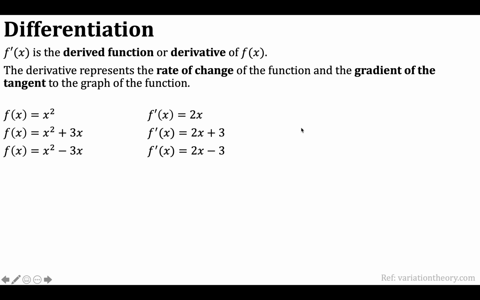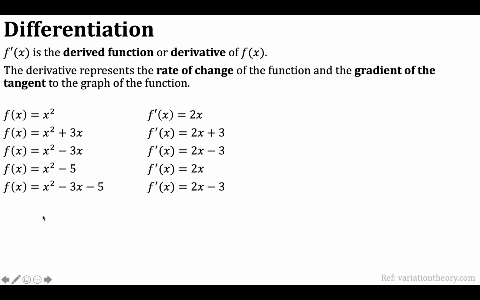Let's have a look at another one and see if the same thing happens. So if f of x is x squared minus 5, that just gives us 2x, and that's the same as the first one. So the constant on its own seems to disappear almost. What about this one? So f of x is x squared minus 3x minus 5, and the derivative then is 2x minus 3. So that same derivative was here for the x squared minus 3x. So you can see that it appears that the constants are disappearing, doesn't it? Look at another one.